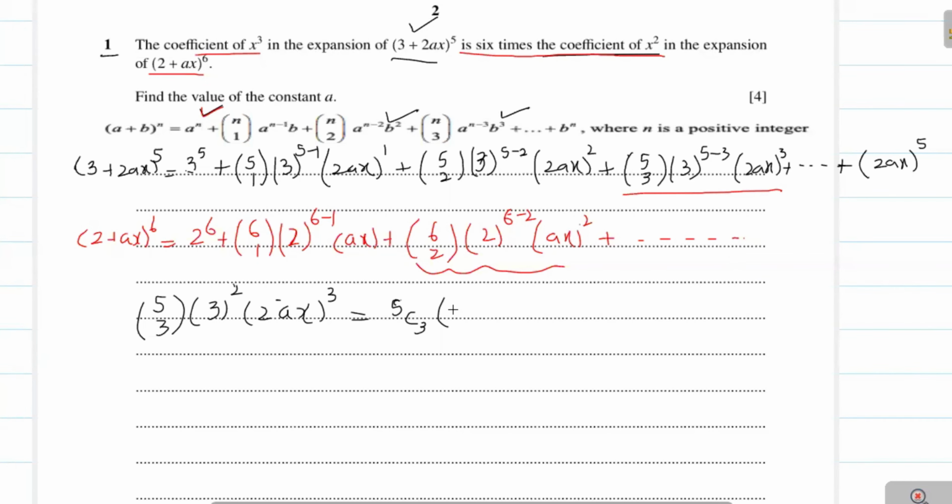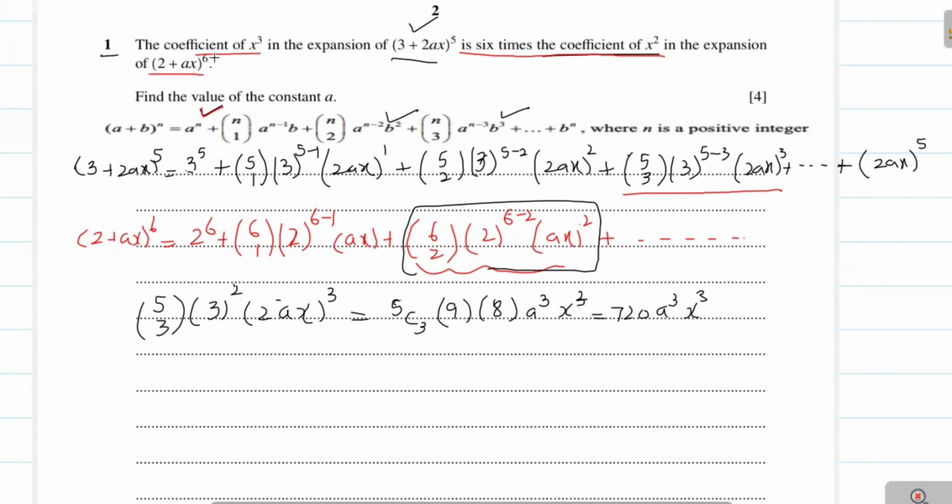We can write it as 5C3, 3^2 is 9, and 2^3 is 8, and a cube, x cube. 5C3 is equal to 10. 10 multiplied by 9 multiplied by 8 is equal to 720 a cube x cube. This is the coefficient of x cube.